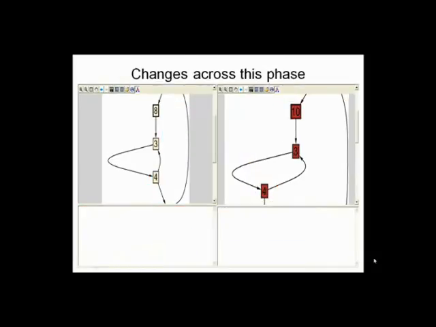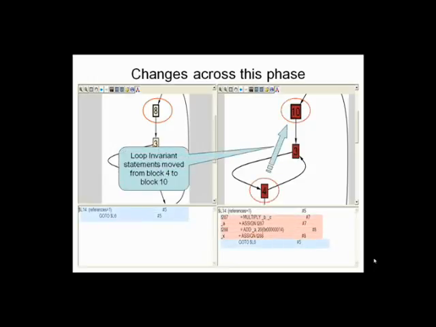Let us now see the changes in block 8 and block 10, as block 10 has been highlighted. Clicking inside the block 10 shows us the code corresponding to these blocks. Observe that the statements marked in red in the right code window have been added after the transformation. Also note that these are the same invariant statements that were moved from block 4. Thus we can see that the loop invariant statements have been moved from block 4 to block 10 after the optimization.